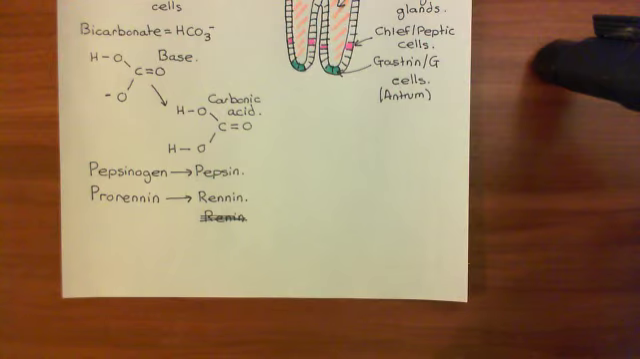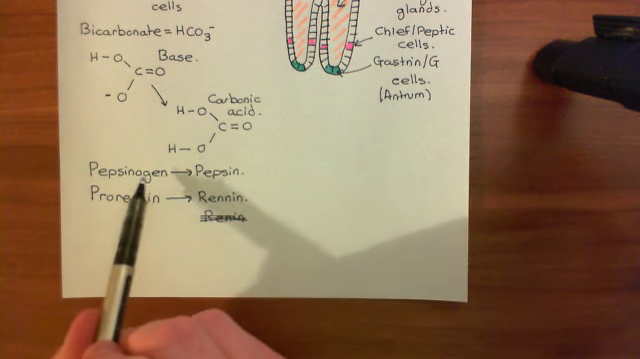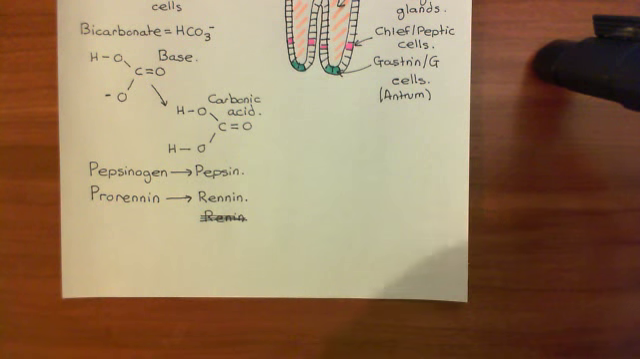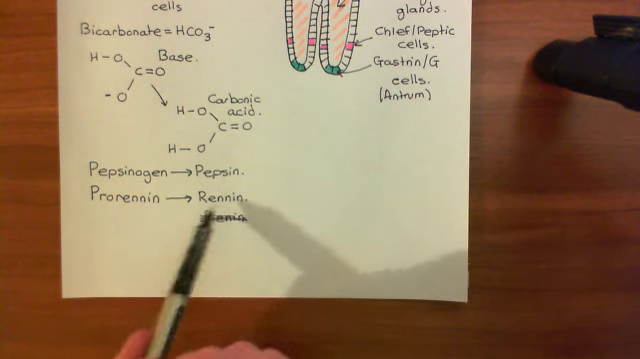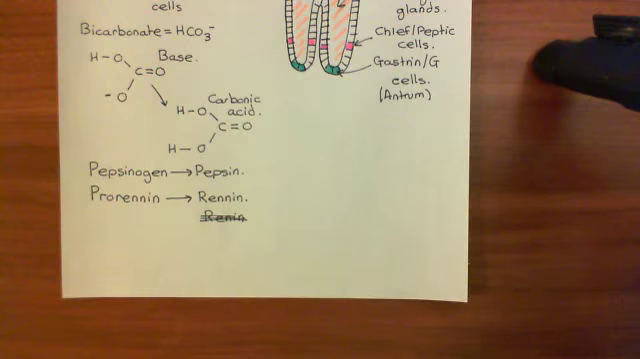Okay, so the chief/peptic cells in adult humans will secrete pepsinogen, which will be converted into pepsin, which is our functional protease enzyme. And in infant humans, you'll also secrete prorenin, which will be converted into renin in the lumen of the stomach, and this will then break down protein similarly. Right, so that's the function of the chief/peptic cells.